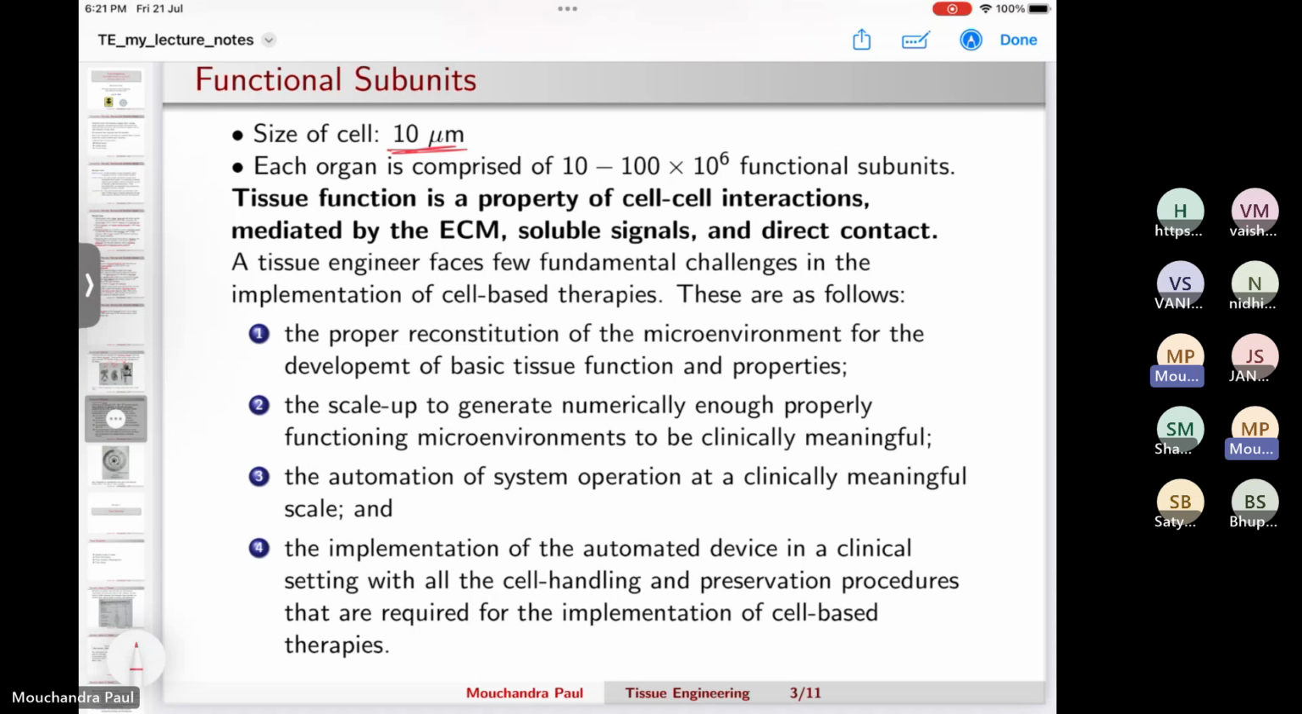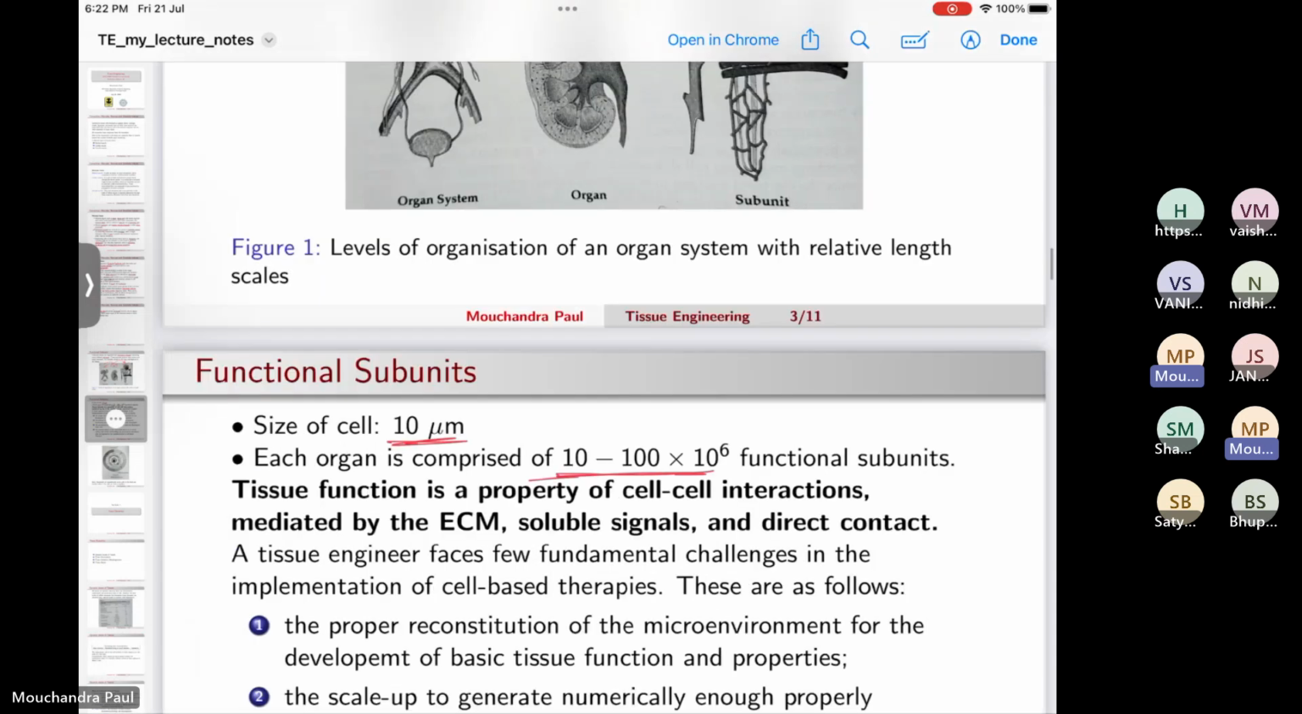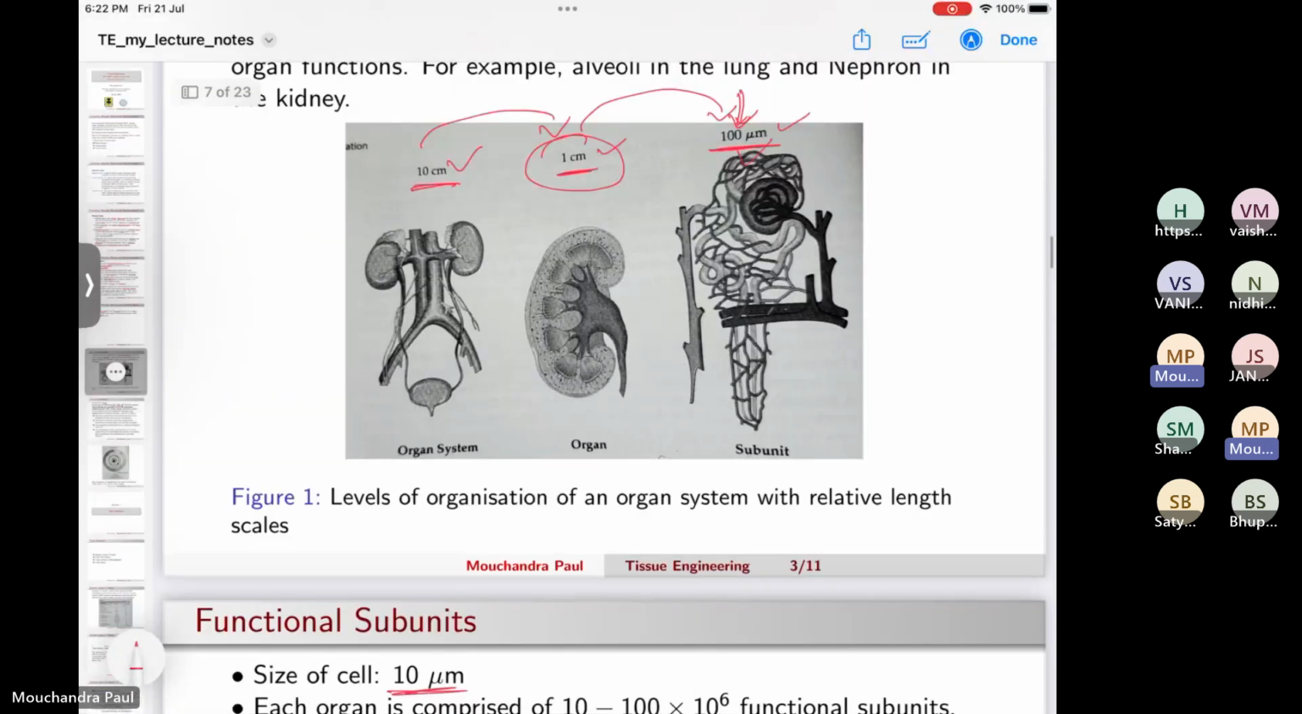And if you do some math, you'll be able to find out that each organ is comprised of 10 to 100 million functional subunits. Okay, not thousands, not lakhs, but millions. 10 to 100 million functional subunits. So you can easily do the math from these numbers: 100 micron and 1 centimeter. You just have to divide and you'll be able to get the number.